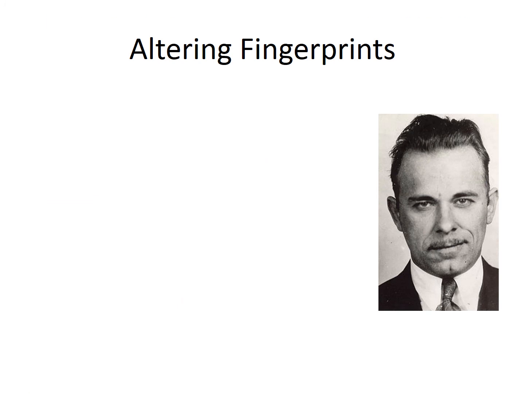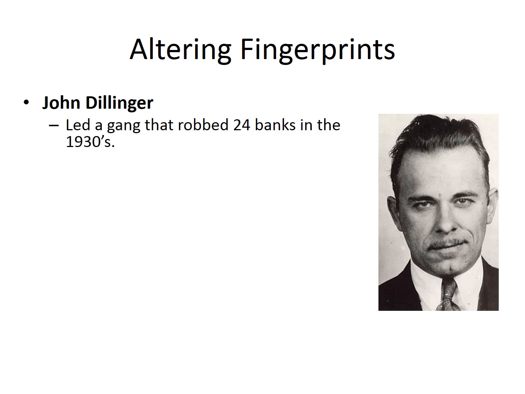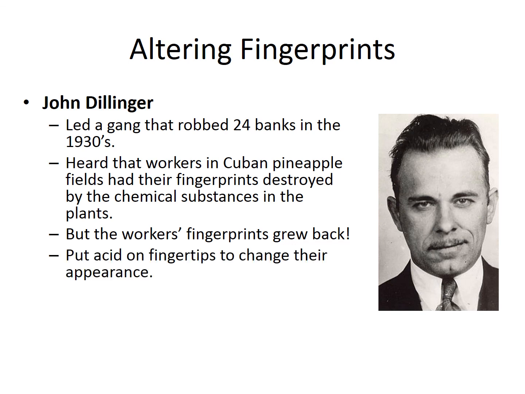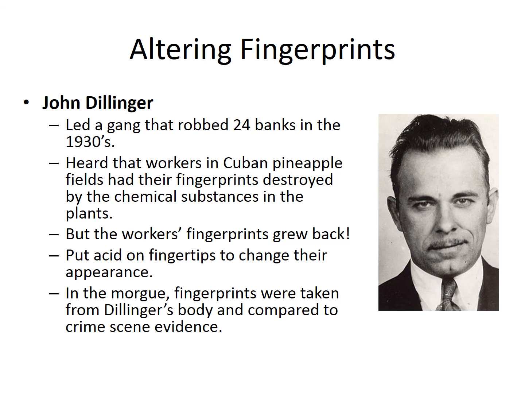Now, fingerprints can be altered. So we're looking at John Dillinger right now. He was a gangster back in the 1930s, did a lot of bank robberies. He heard that Cuban pineapple workers had their fingerprints destroyed by the chemicals in the plants. Pineapples are really acidic, and it was eating off their fingerprints. But the workers' fingerprints grew back. So they would put acid on their fingertips to change their appearance.